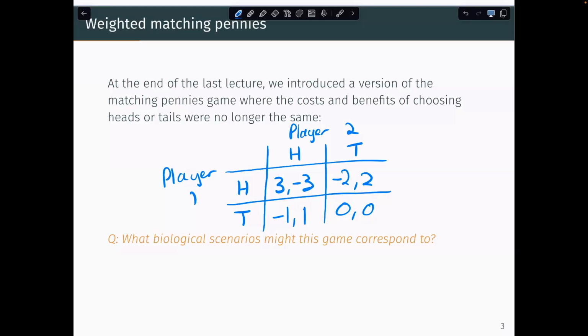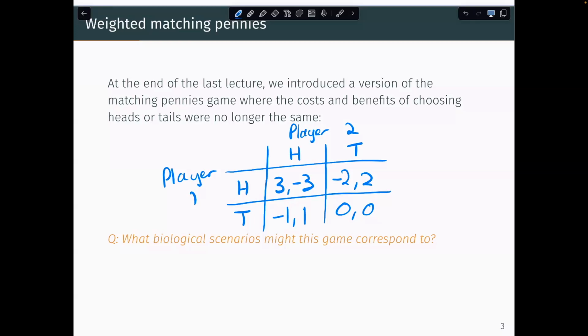So this is in some sense a slightly more general version of the model that we looked at before. The question is, what biological scenarios might this game correspond to? Can anyone remember what biological scenarios the matching pennies game corresponded to? We discussed some of these in the last lecture. Yeah. Yeah, so things that are antagonistic. What did you mention last lecture? You don't remember? Great. Predator-prey was another example, right?